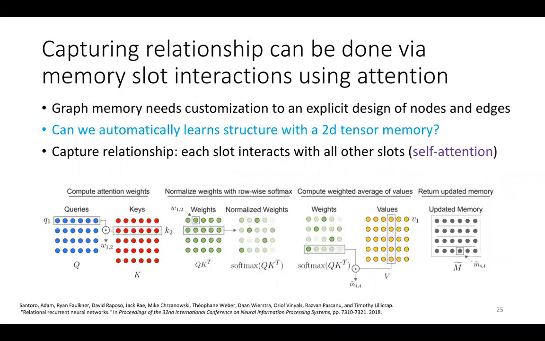Besides using a graph to capture the relationship, there is another way, and the most straightforward way is to use the attention mechanism. This is much more convenient because the graph memory needs customization to the task, and you need to design it carefully. But if you just use a generic form of 2D or tensor memories, you can use the self-attention mechanism to capture the relationship. This is just a visualization of the self-attention process. The idea here is that each memory slot represents an item. So if you do self-attention, you are capturing the relationship between the memory slots, right? And you can update the memory using that self-attention output.